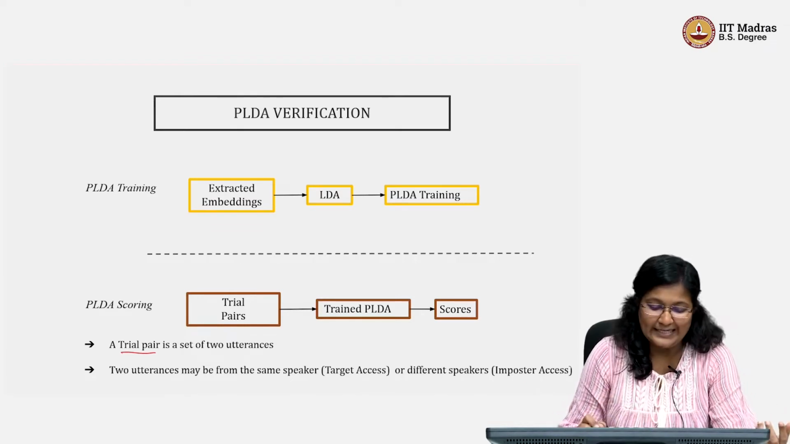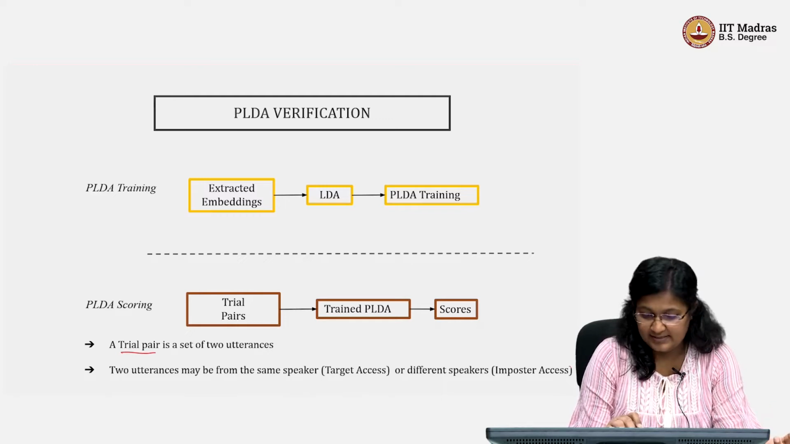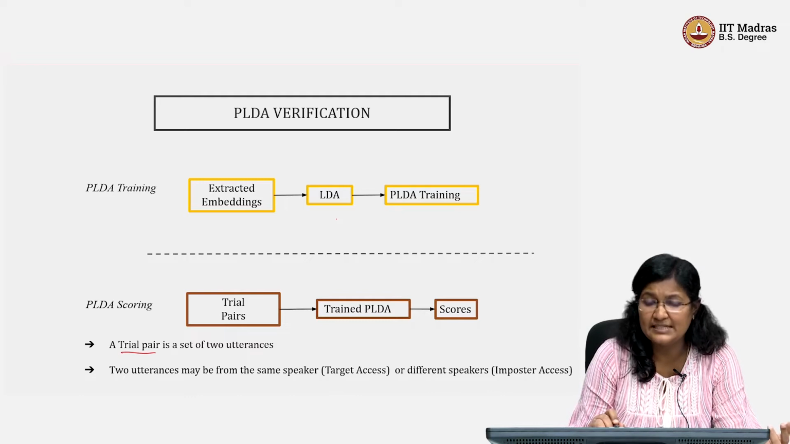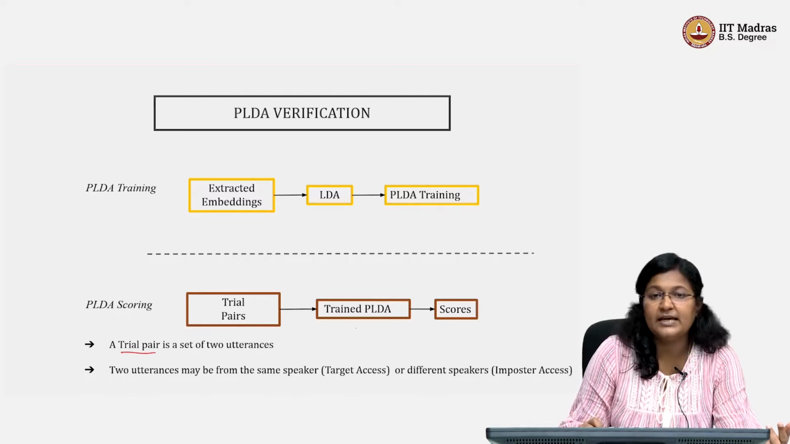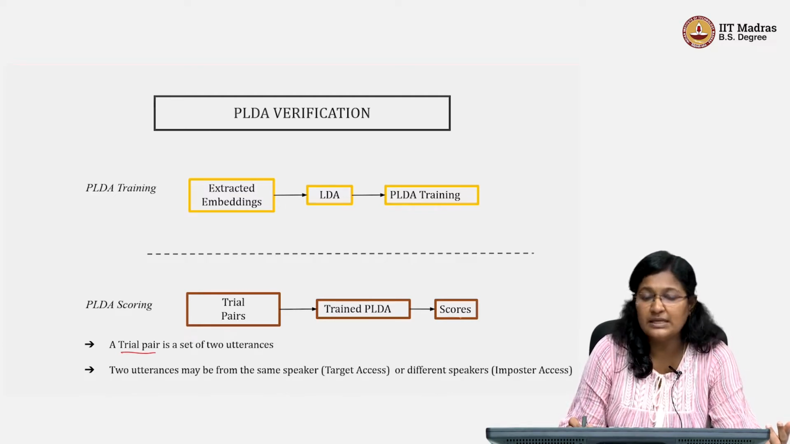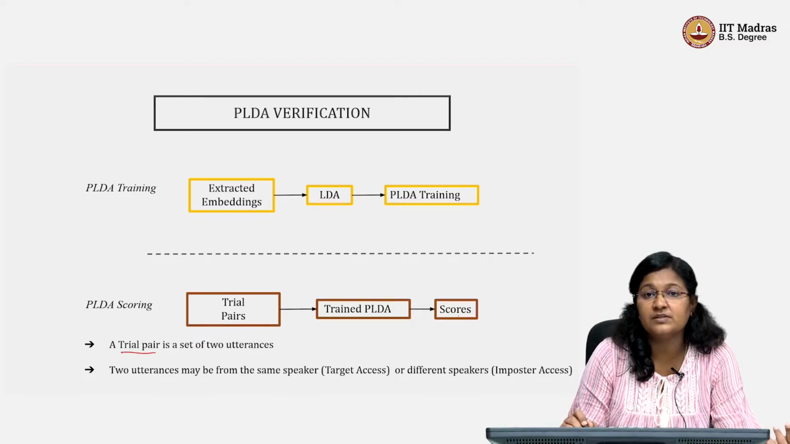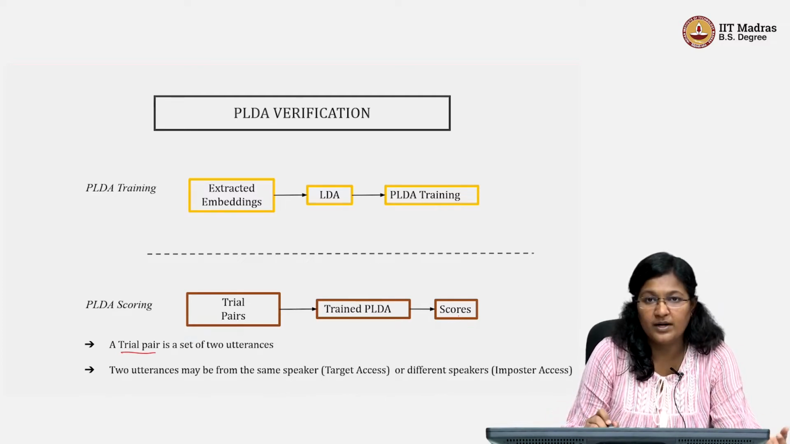So in PLDA training, after the embeddings are extracted, we first perform an LDA, which is a simple linear discriminant analysis, and then we do a PLDA training, and with the trained PLDA model, we get the scores for the trial pairs. We will not get into the details of this PLDA training because it is much more involved, but I would like you to know what LDA is.